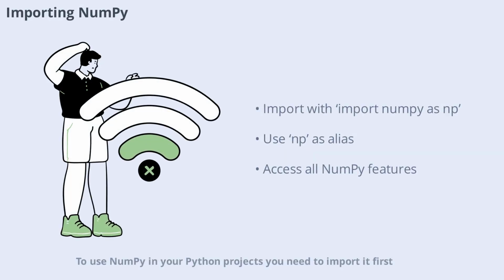To use NumPy in your Python projects, you need to import it first. The standard way is to write import numpy as np. This gives you access to all of NumPy's functions and features. Using the alias np is a common convention that makes your code shorter and easier to read.